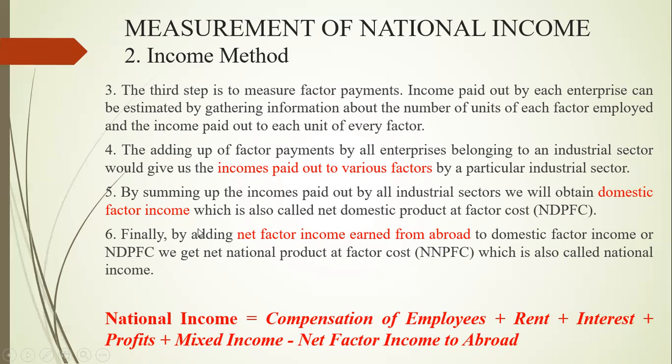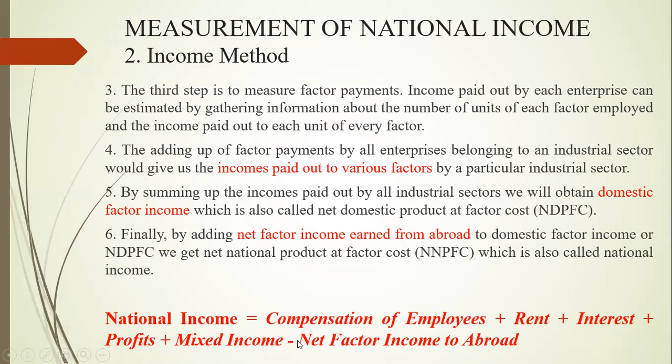And finally, to this net domestic product at factor cost, we will add net factor income earned from abroad, because many of our own people are working in foreign countries, so they are also earning something. That income will be included, and the income of foreigners who are working in our country will be excluded. So net factor income from abroad we will add to compensation of employees, rent, interest, profit, mixed income, minus net factor income to abroad. Remember this, it plays a very important role here.